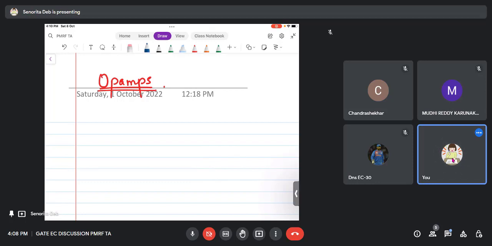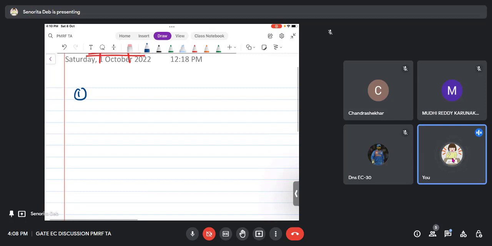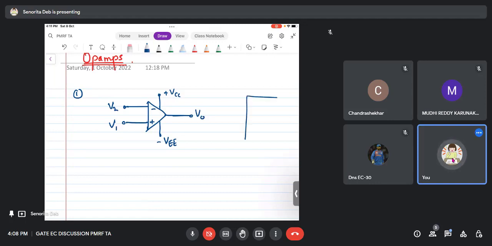So first of all, just let me brush it up for you. You know that this symbol that you see is the symbol of an op-amp, right? And an op-amp is a device that you get in the market, you can buy it. You would have done practicals in your college. The most common IC is IC741, which is an op-amp IC.